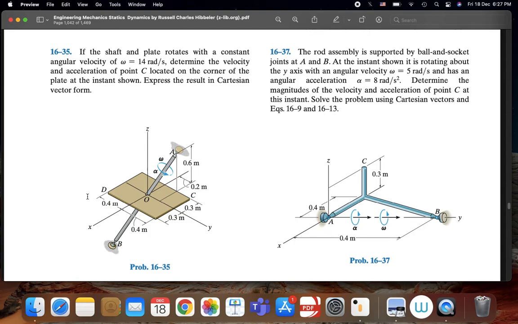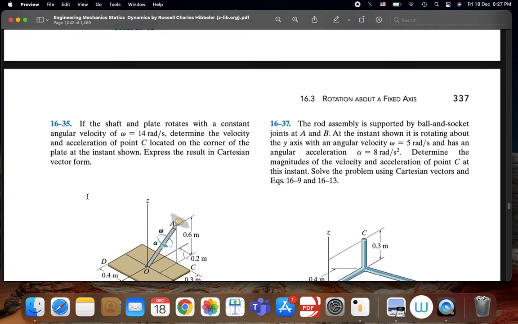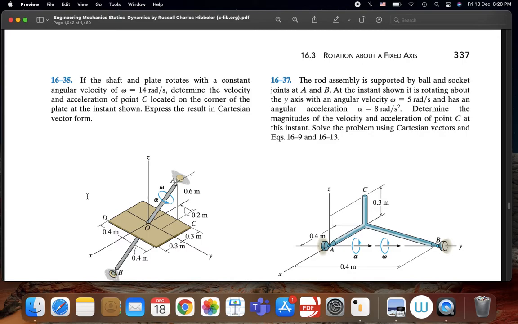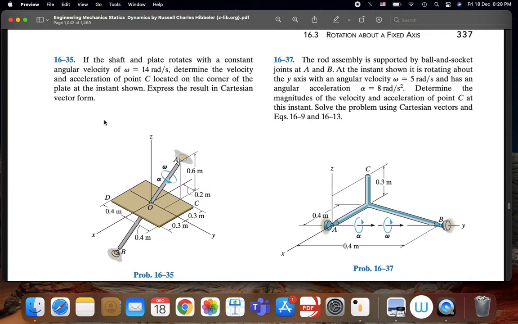This is the last problem we are solving in this chapter. This is chapter 16, kinematics of a rigid body, and section 3, rotation about a fixed axis. So let's try together and solve this problem, 16-35.